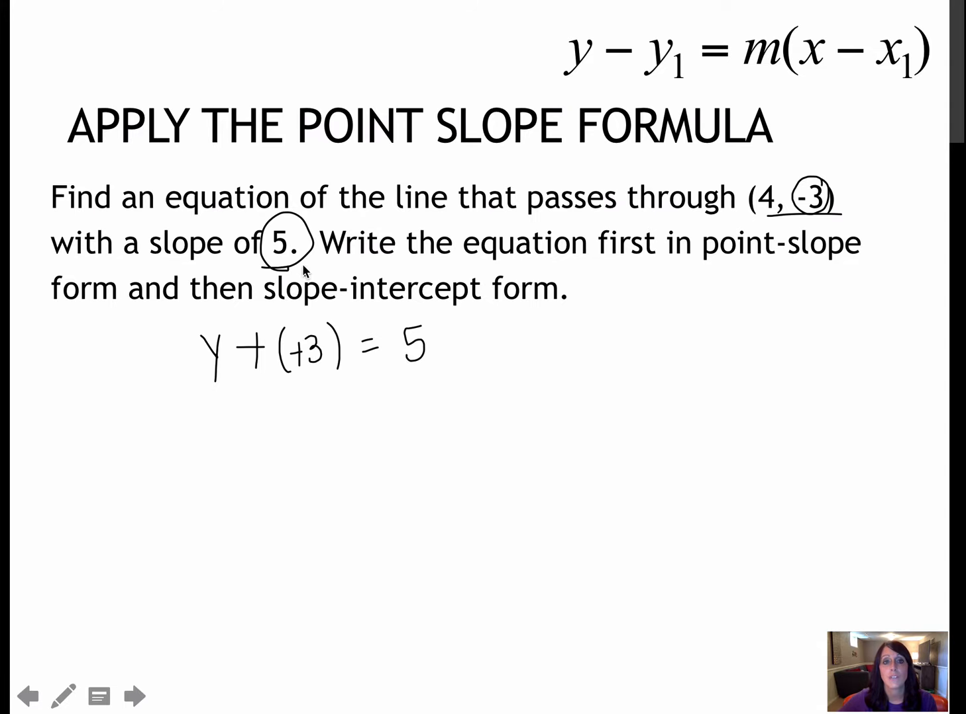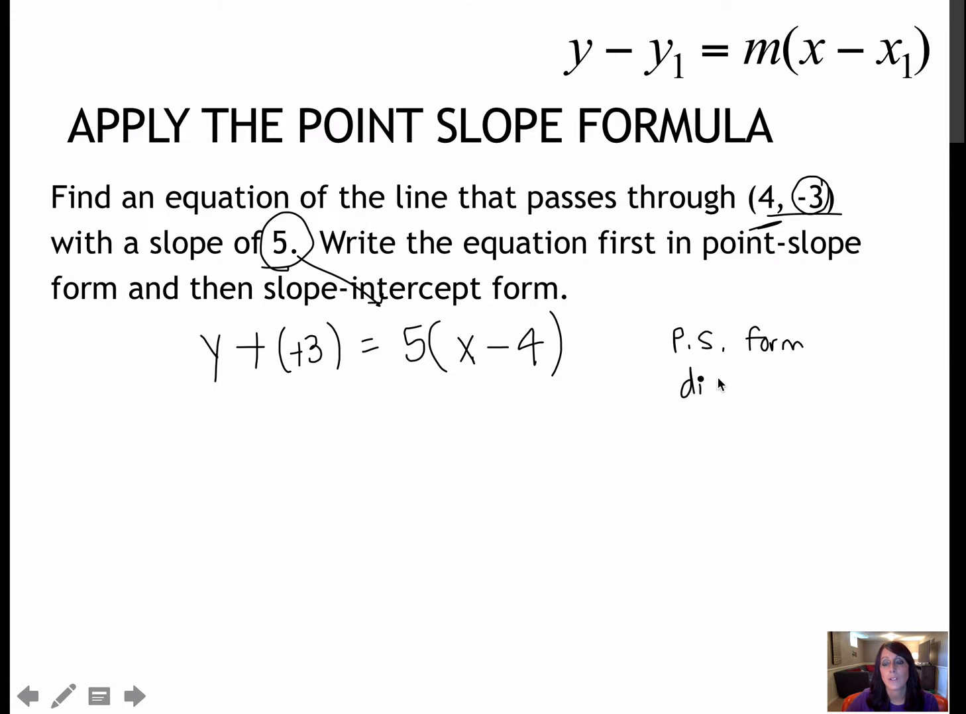My slope is 5, and then I'm going to write parentheses, don't forget the parentheses, and then x minus the x value from my point, which is 4. So if they asked me to write it in point-slope form, I would be done. Typically, they're going to want you to go ahead and turn that into slope-intercept form, which is very easy. So my first step is to write it in point-slope form.